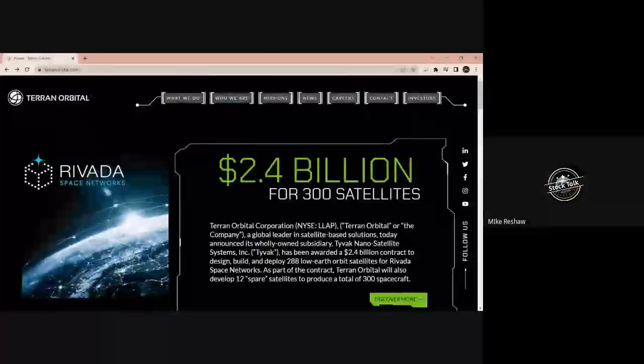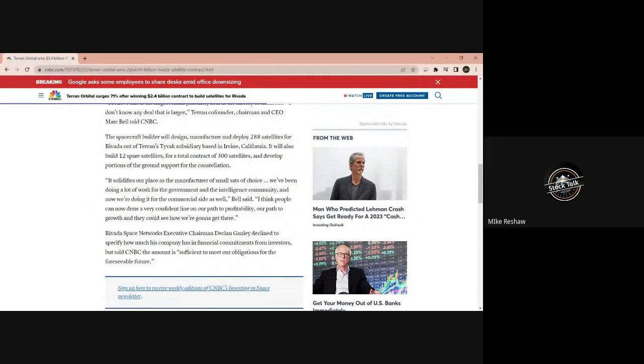That is huge, huge in itself, guys. That's not something you want to put off when you are considering that. You need to put that in your notes, write that down, because that's something you would want to take note of. It will also develop and build 12 spare satellites for a total contract of 300 satellites, and portions of the ground support constellation. Now, when that gets built, guys, do we look for a headline on that? And where does that send it after that headline? So that next coming headline after the completion of that project is huge in itself. Something else to write down and put in your notes. It also solidifies its place as the manufacturer of small sats of choice.